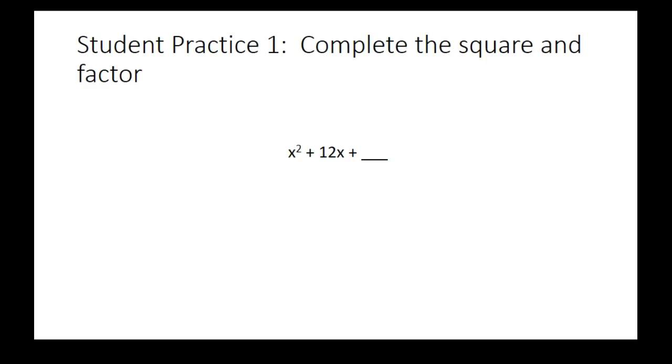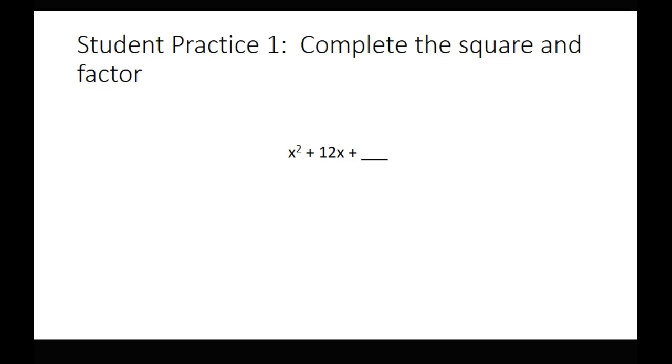Let me come to Joanne. Joanne, what goes in the blank? Right. Half of 12 is 6. Square that. You get 36 and put it there. Now, let's go an extra step. Let's factor it. What goes here? Just do the practice one. Remember that? So we're putting together these two little shortcuts now.